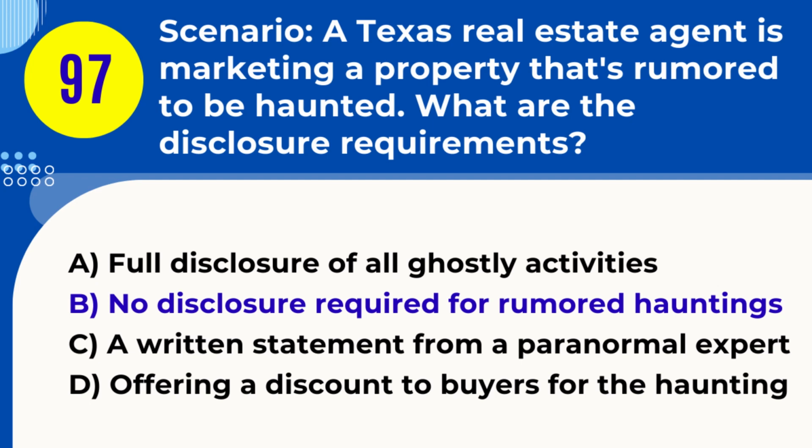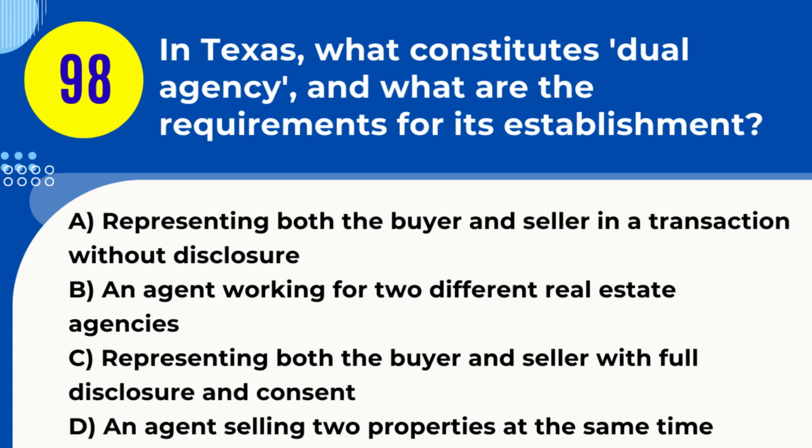Explanation. In Texas, there is no legal requirement for real estate agents to disclose rumored paranormal activities or hauntings in a property. Disclosures typically focus on material facts about the property's physical condition and legal status, not on subjective or unverifiable rumors. Question 98. In Texas, what constitutes dual agency, and what are the requirements for its establishment?